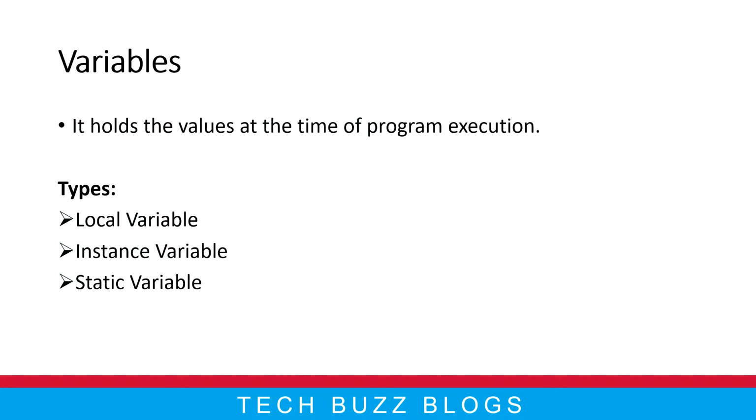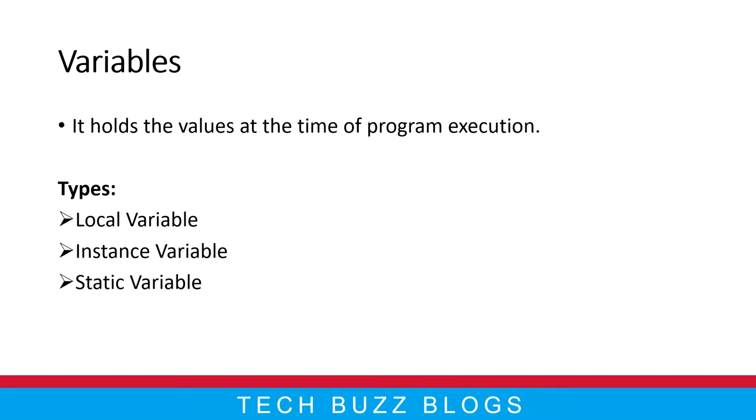What are variables, basically? When you are doing some logic, maybe when you are writing some programs, you want to hold some values. For example, you want to hold some numbers, like 10 or 20 or 30. So you want to multiply two or three numbers, and you need to hold those numbers someplace, right? That is where the variable comes into the picture. A variable holds the values at the time of program execution.